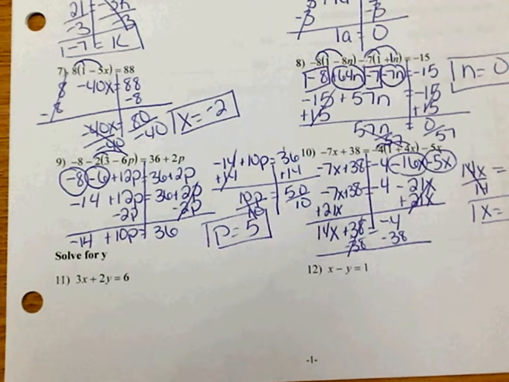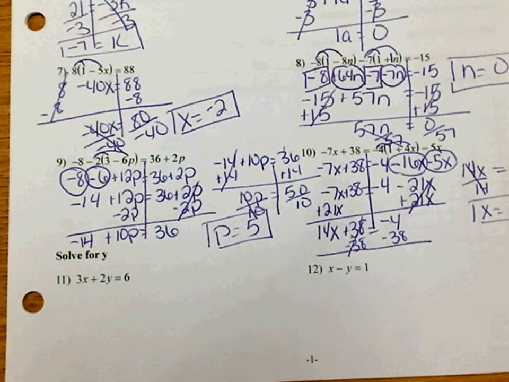So we're on number 11. These two just say to solve for y. There are going to be a couple like this on your cumulative test and your semester test. When we solve for y, that means we want y by itself.